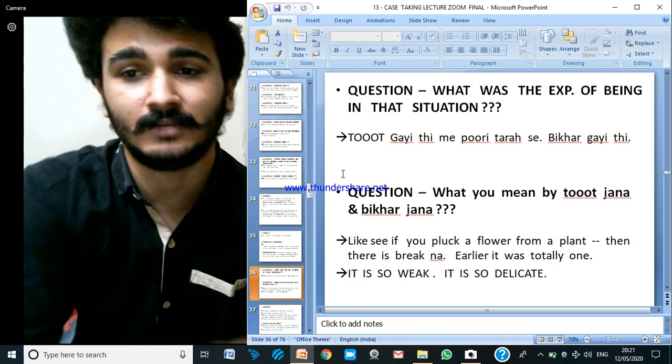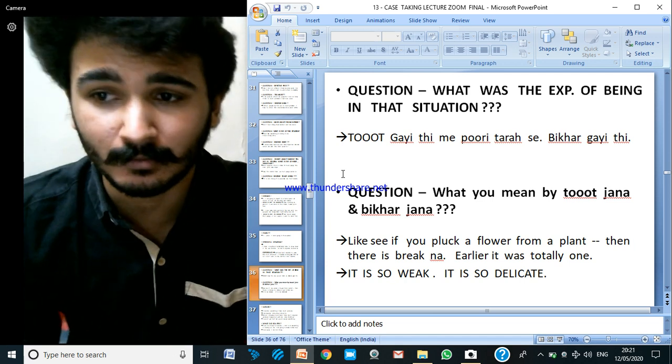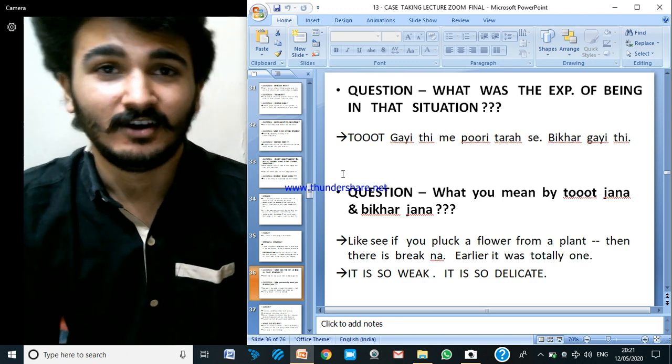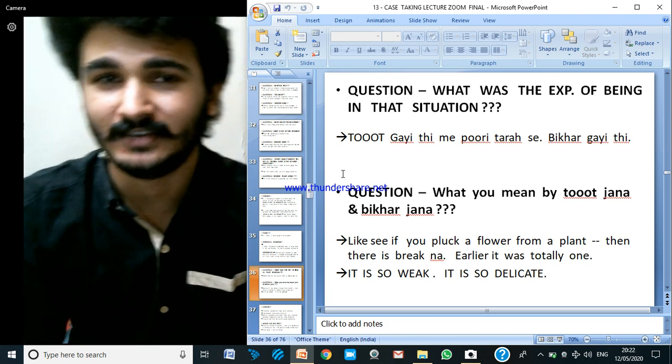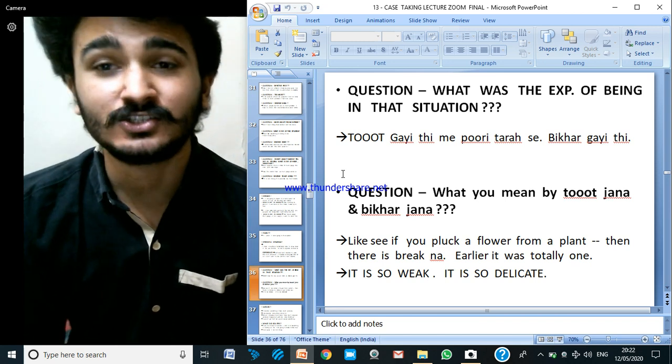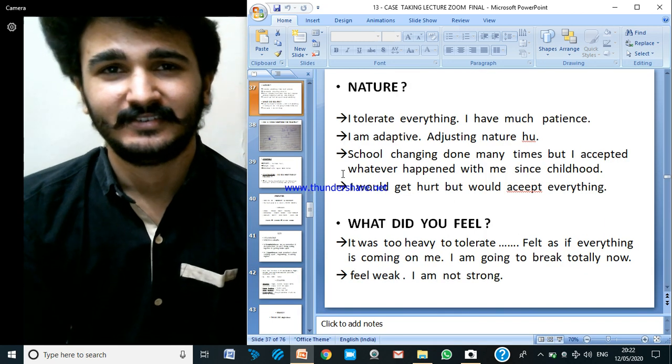Because previously also it came. So she says, like you pluck a flower from the plant, there is a break. Earlier it was one, now it is a break. Now there is a break in it. It is so weak, it is so delicate.